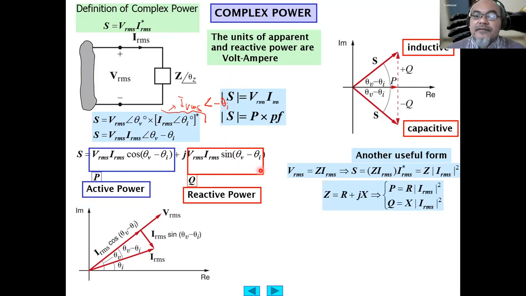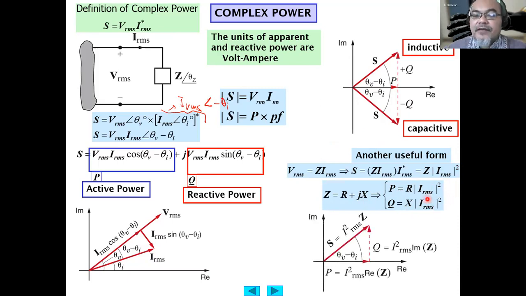From here, since Z is equal to the resistance value R plus the j reactance X, the active power P will be equal to the real part of the impedance, which is resistance, times the magnitude of IRMS squared. Then the reactive power Q will be equal to the reactance part of the impedance X multiplied by the IRMS squared.